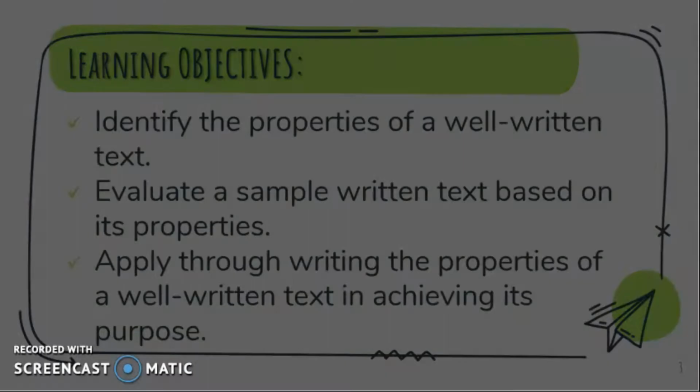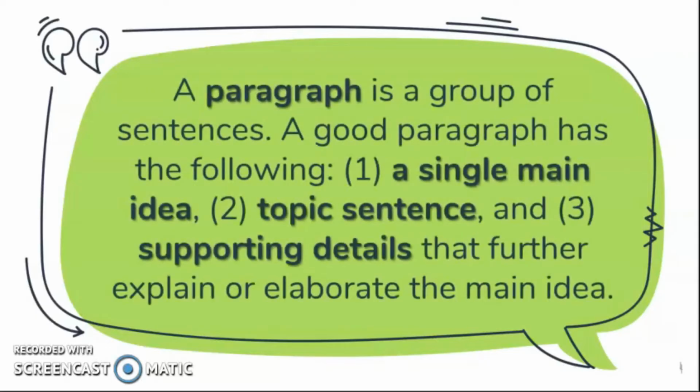Now let's start our discussion. Previously, we discussed the different patterns of development in writing. And in writing, we usually start by writing a paragraph. When we say paragraph, it is a group of sentences that has the following parts: a single main idea, a topic sentence, and supporting details that further explain or elaborate the main idea.